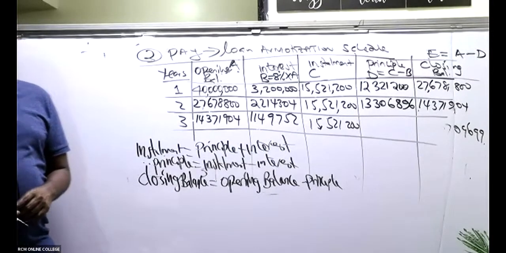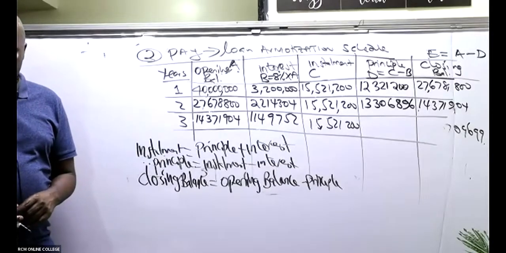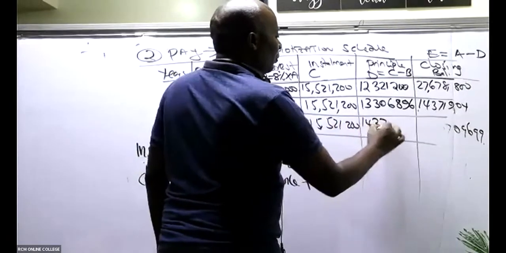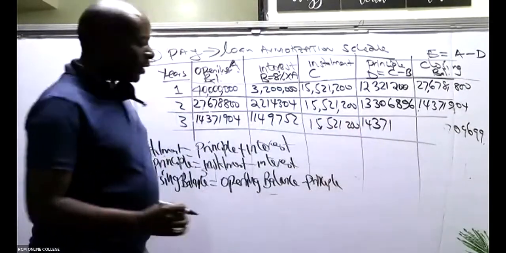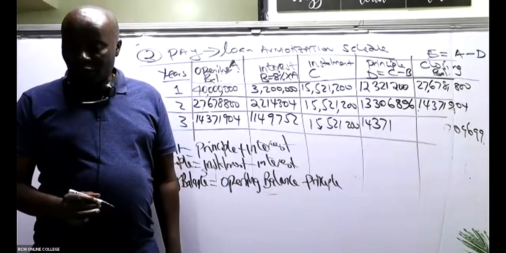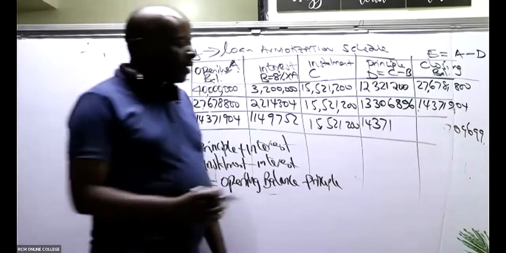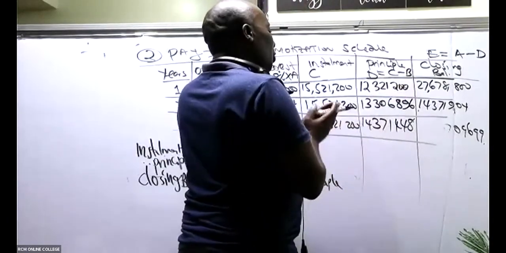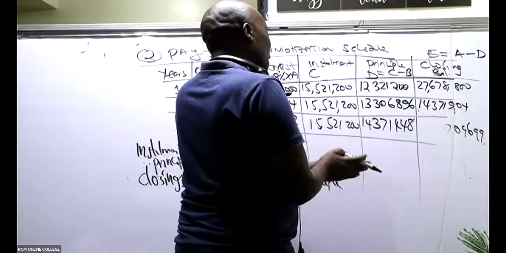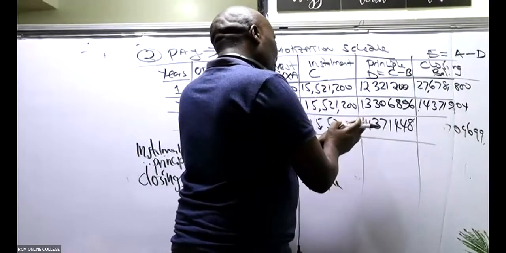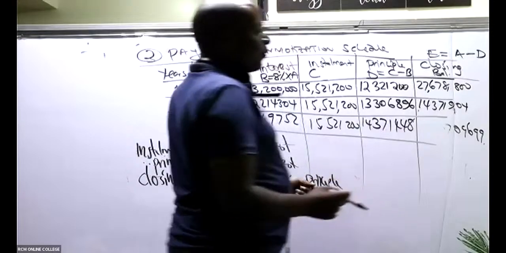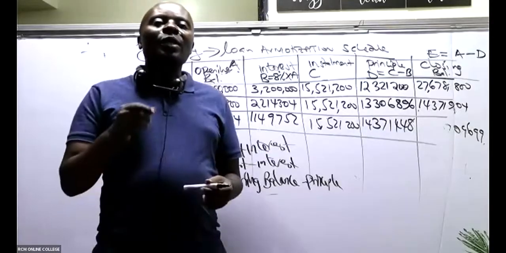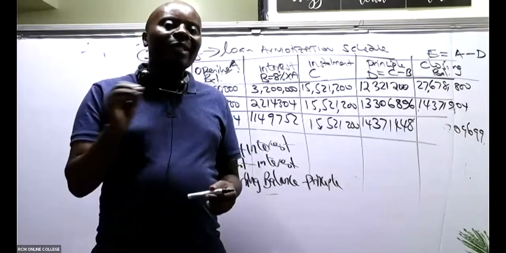So you're getting here 14,371,448. And once I get this figure, straight away I know how to get the closing balance: opening balance minus the principal. I know that these numbers, especially when they are big numbers like this, rarely will they amortize to 0.